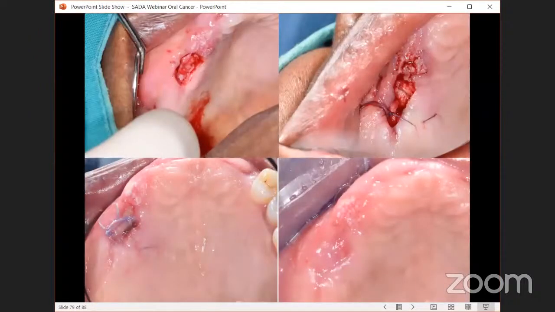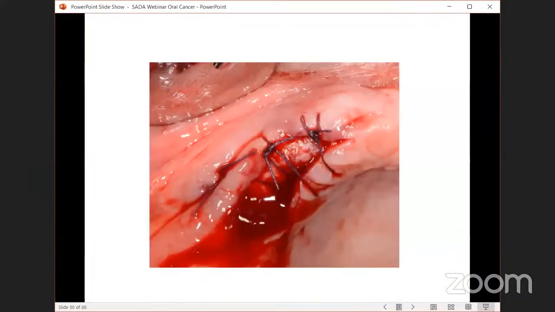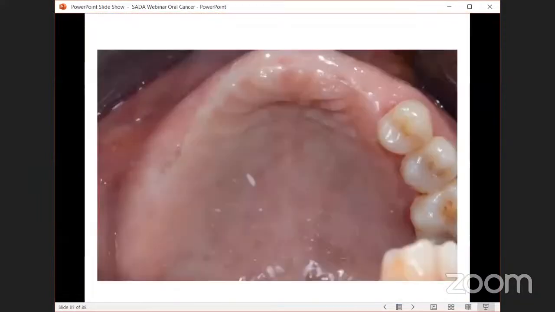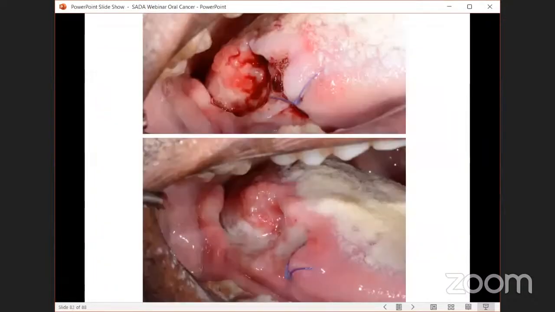And of course, a biopsy was taken, which came back as a squamous cell carcinoma. And the lesion was subsequently excised completely and healed. As far as I'm aware, no recurrence has been mentioned.